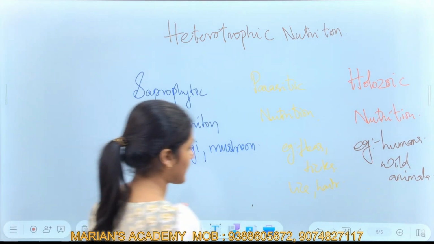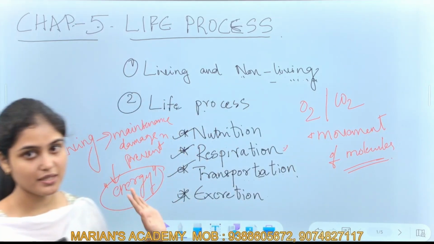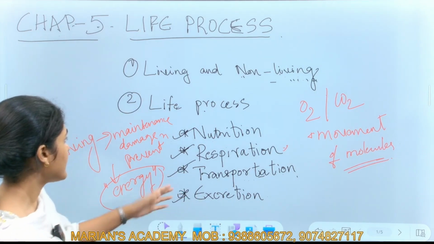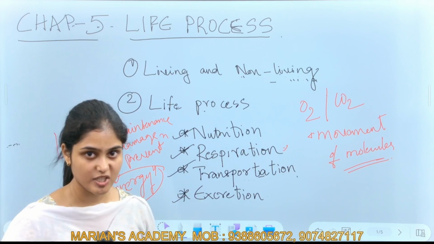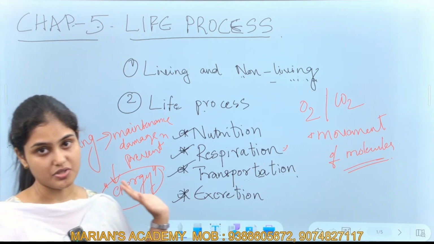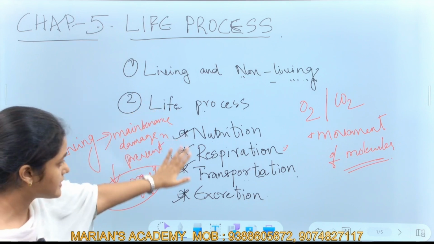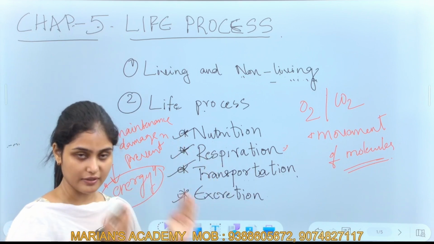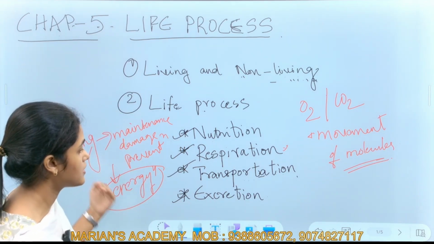So I'll just quickly recap what we learned. We started with the chapter intro, the living and non-living, and how we classified them. Then we talked about the living needing maintenance, all the damage prevention. For that we need energy, and for that we have these life processes. This is the main thing which defines a living and a non-living. We have nutrition, respiration, transportation, excretion.